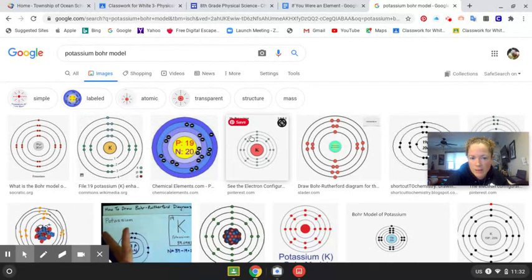So again, here's another way you could do it. And I don't care which order you do it, you just have to have the right number. So 1, 2, 3, 4 rings. First ring has 2, second ring has 8, third ring has 8, fourth ring has 1. All right, so hopefully this is a little bit more clear.